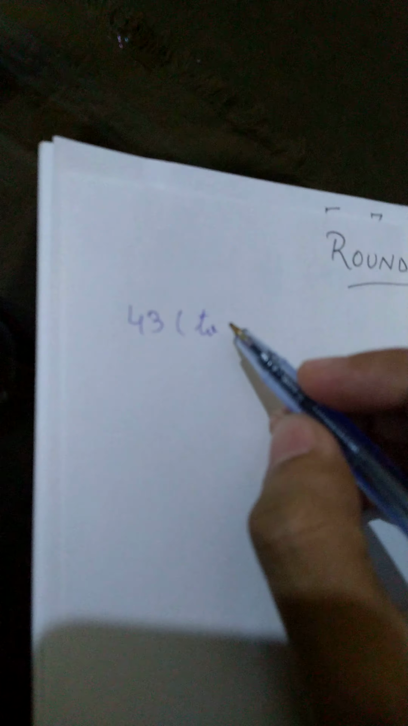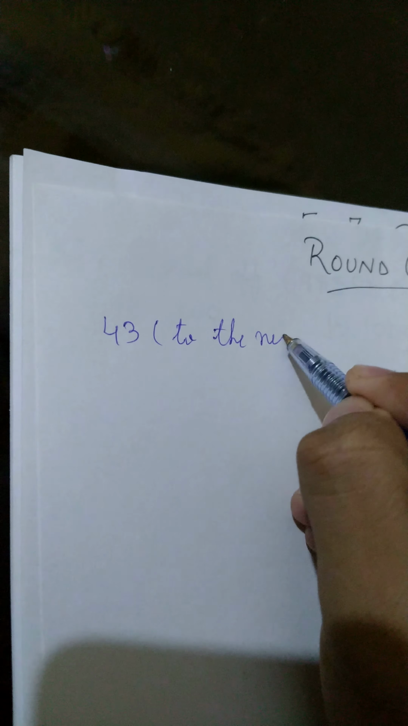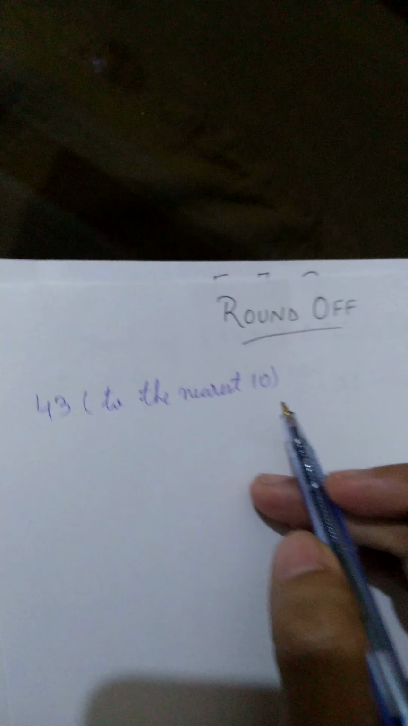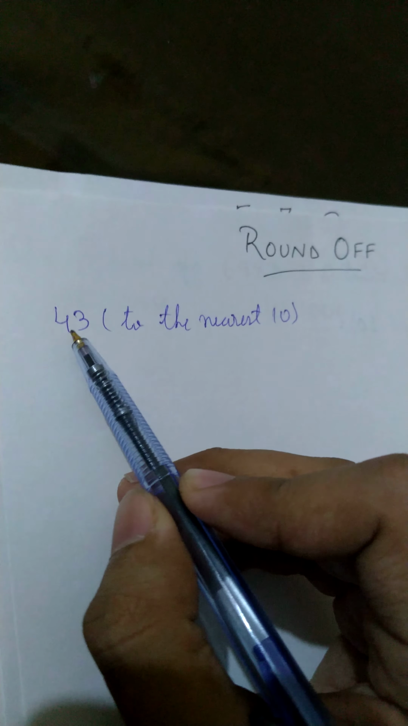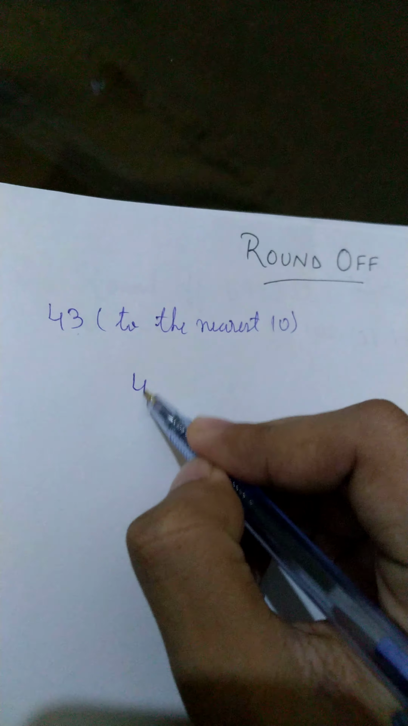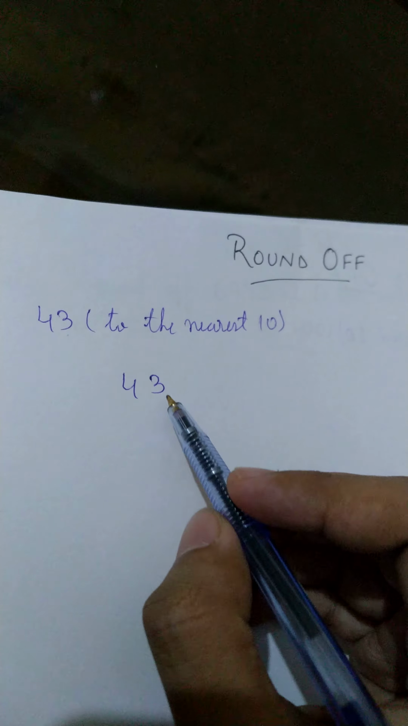Let's start with a simpler number. Let's take a smaller number such as 43 and round it off to the nearest 10 place. What does this mean, to the nearest 10? It means that you have to identify where the 10th place is. So always start with the first number.